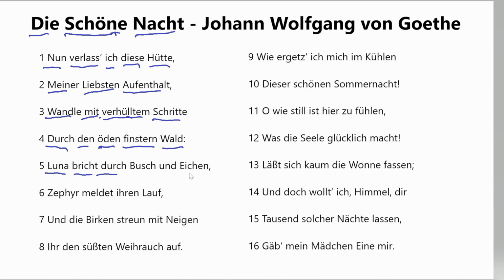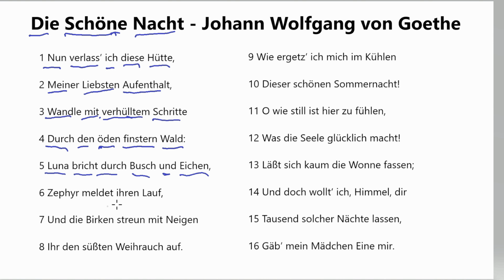Busch is like bushes, and Eichen, Eiche means oak trees. So the moon is breaking through bushes and oak trees, which are probably in the forest.